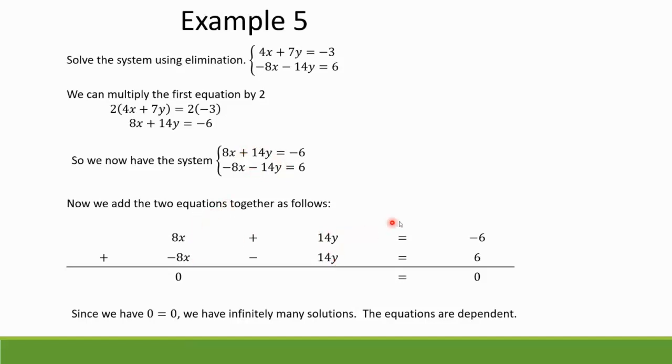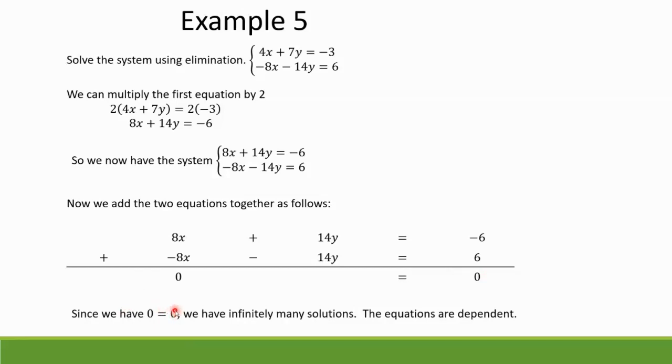So we add them. What happens? On the left side, we get 0. So the x is gone. We also killed off the y, didn't we? So x is gone, y is gone, and we have 0 on the right. So we have 0 equals 0, which is true no matter what.